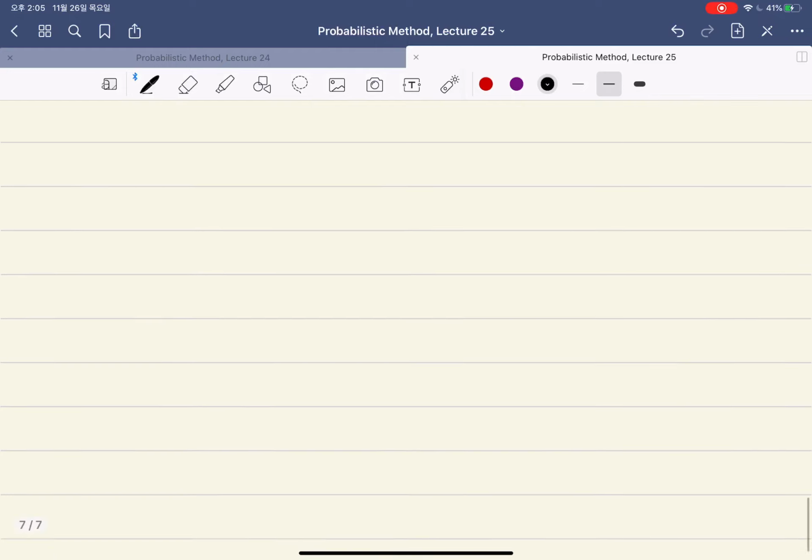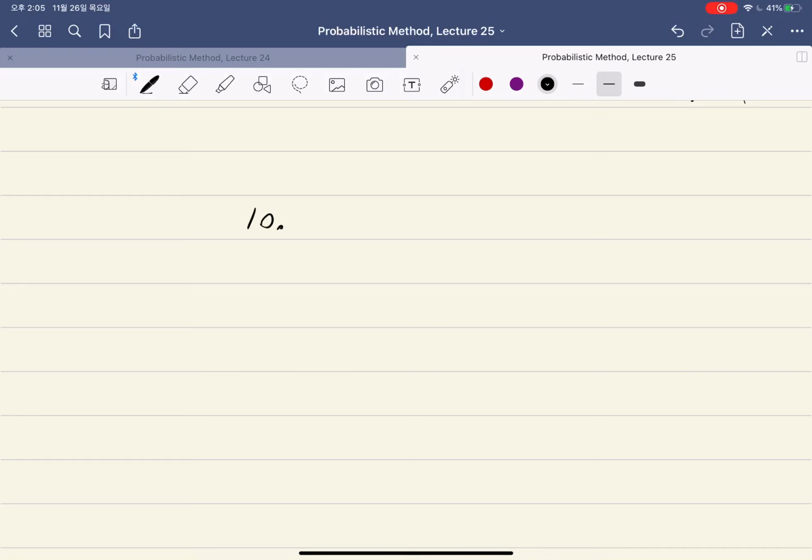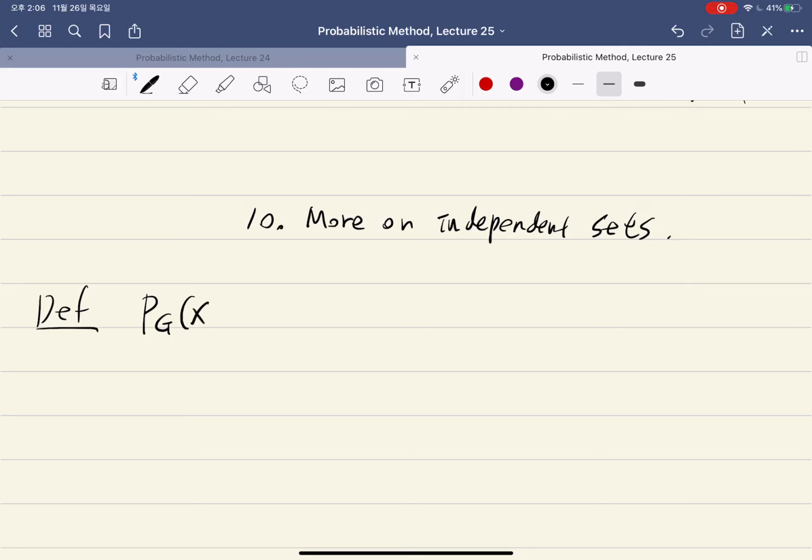So let's learn more about the independence set. In order to deal with the independence set in a graph, we define the independence polynomial.